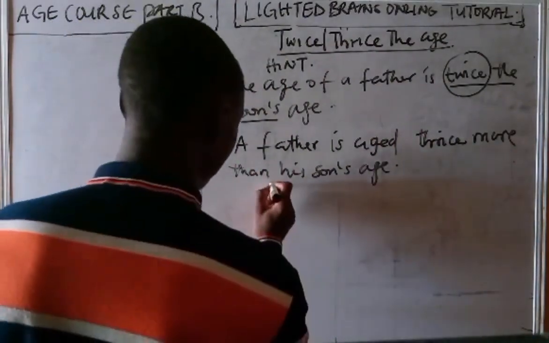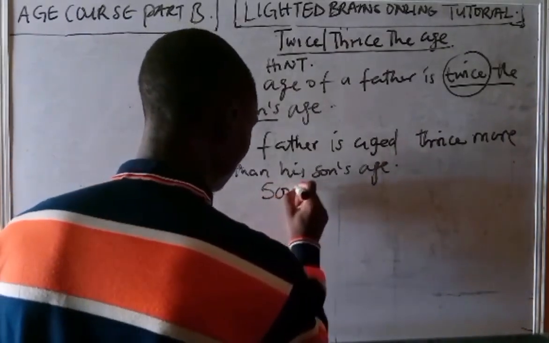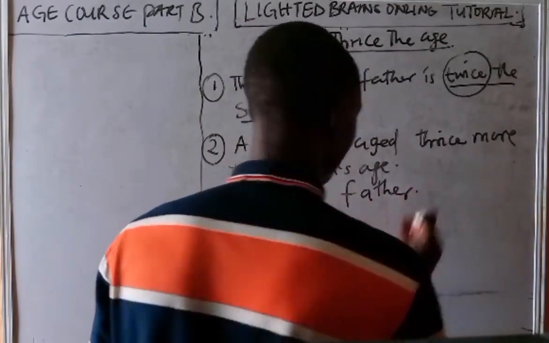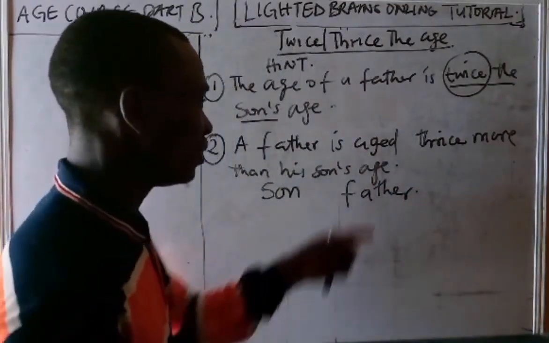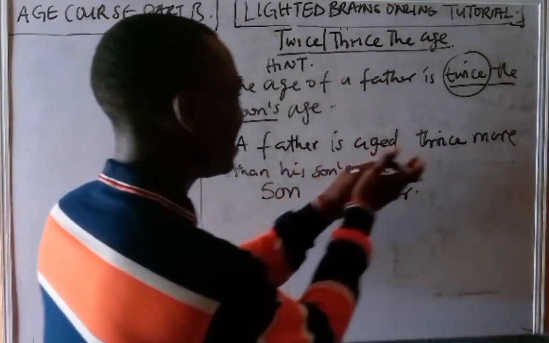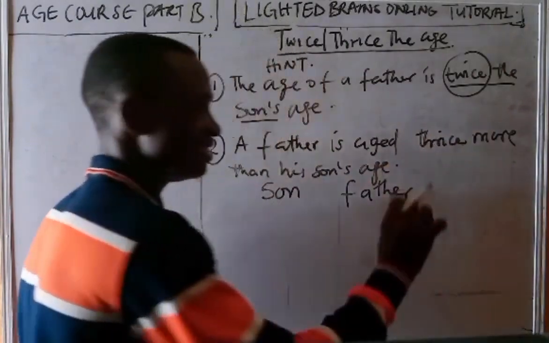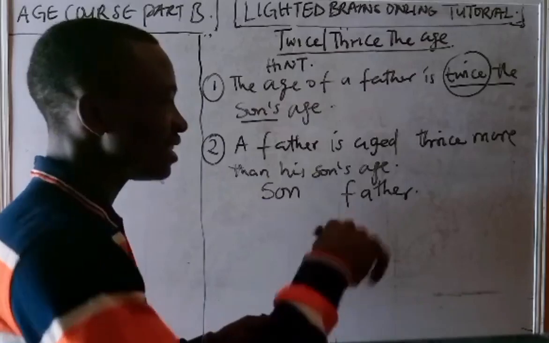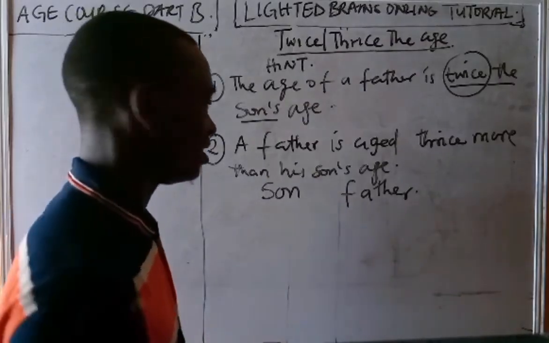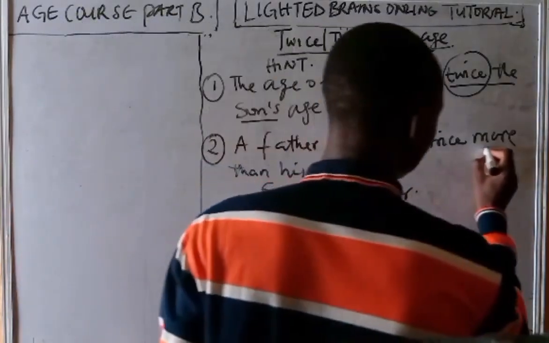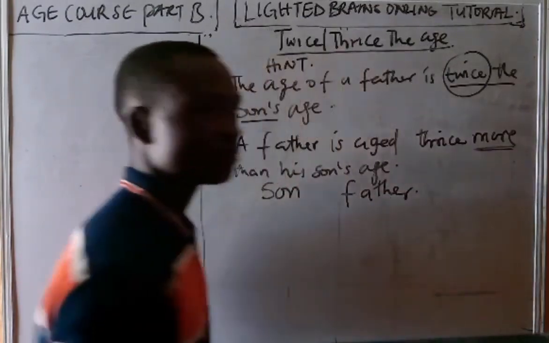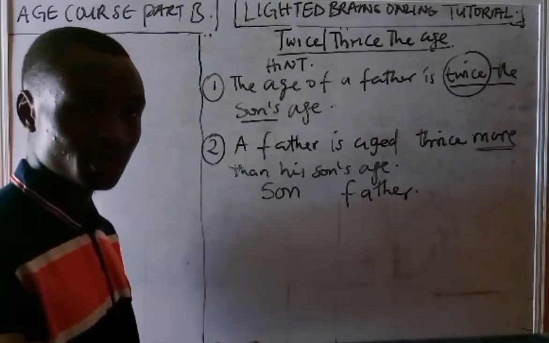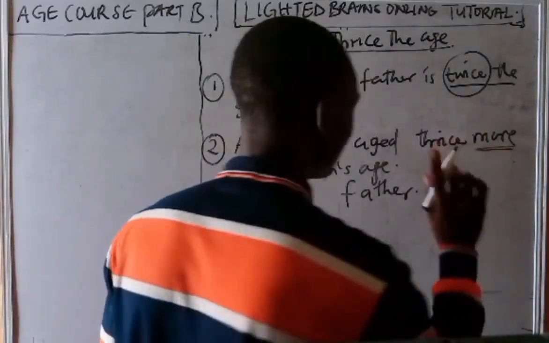Now the thing is simple. How do you interpret this? Son, this is what? Father. Do you understand? How do you interpret this? A father is aged 3 times more than his son's age. Now this word more means addition. Do you understand? This word more means addition.